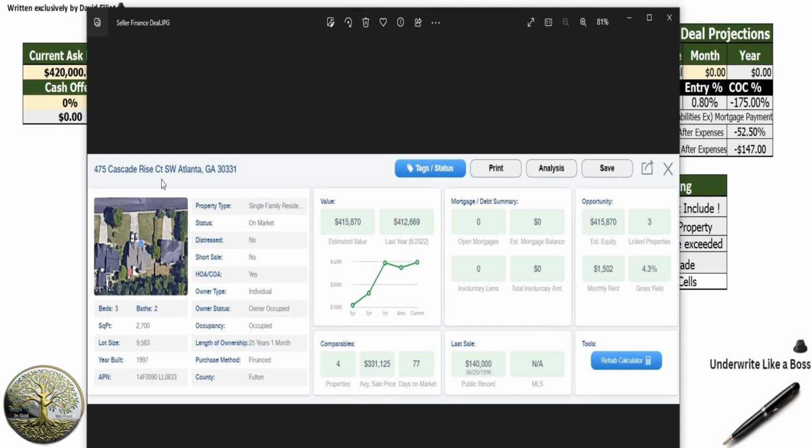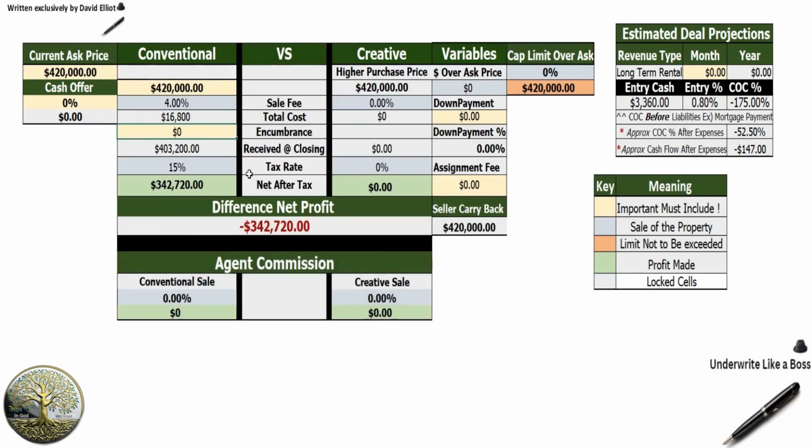This is the property address. We can see that the mortgage balance is 0, and there were no liens associated on the property either. So this property is actually free and clear. So this would be 100% seller finance. So we're going to come over here and we can see that it's already baselined at $0 for the encumbrance. So we won't touch that.